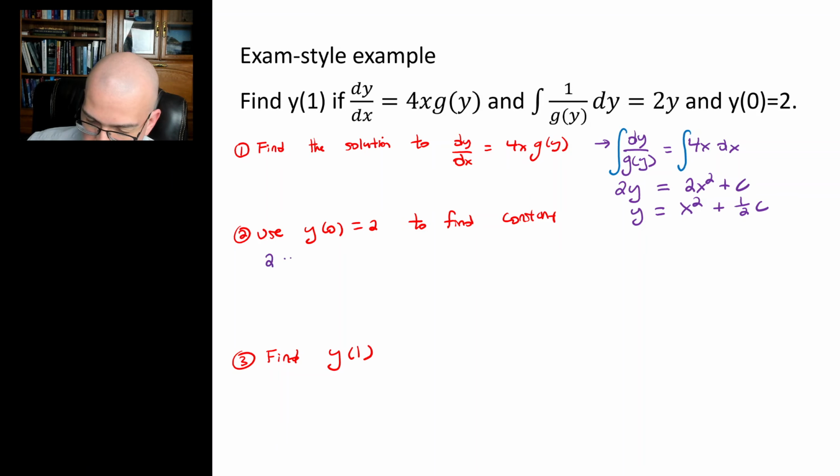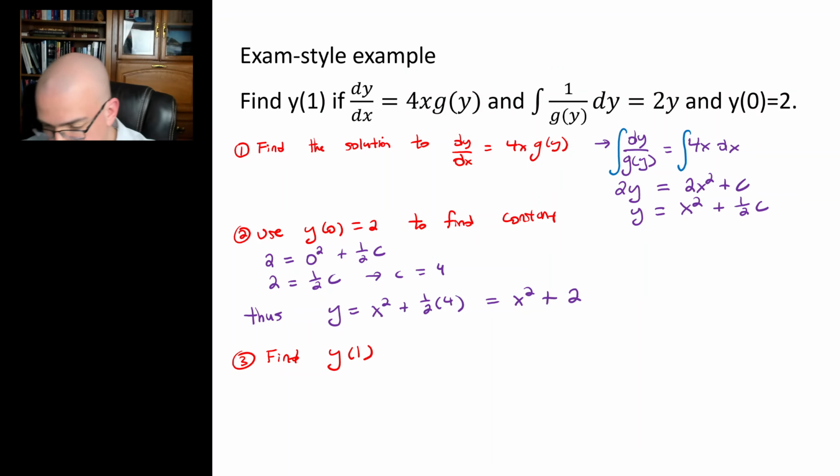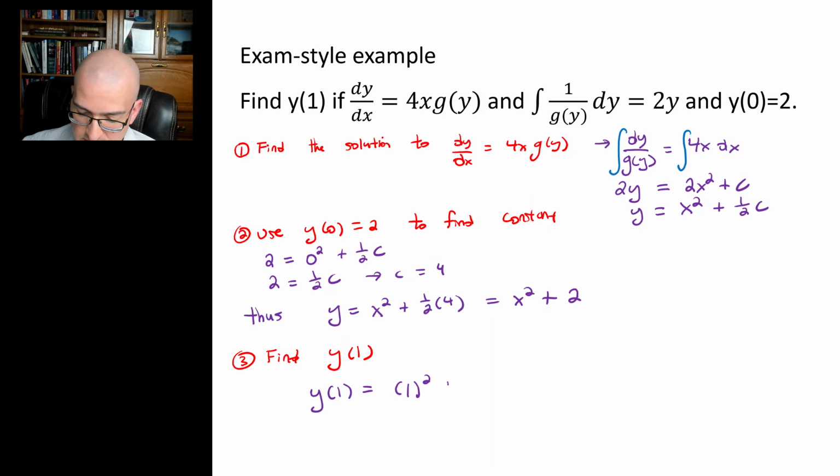So 2 is equal to 0 squared plus 1/2 times c. So 2 is equal to 1/2 times c, and that means that c is equal to 4. Thus, we have y is equal to x squared plus 1/2 of 4, which is x squared plus 2. And the last part, find y of 1. Y of 1 is equal to 1 squared plus 2, which is 3.